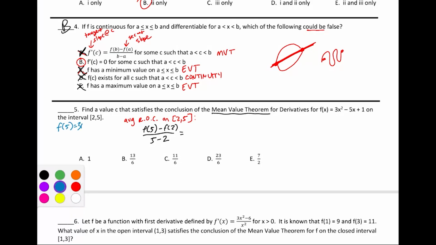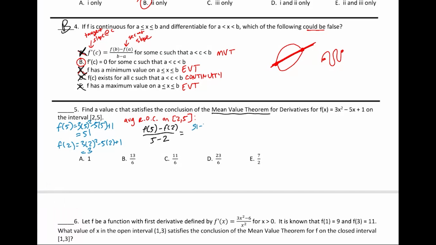F of 5 is going to be 3 times 5 squared minus 5 times 5 plus 1. So what would that be? 25 times 3 would be 75, minus 25 is 50, plus 1 is 51. And then f of 2 would be 3 times 2 squared minus 5 times 2 plus 1. So let's see, 2 squared is 4, times 3 is 12, minus 10 is 2, plus 1 is 3. Hopefully I did that arithmetic right.